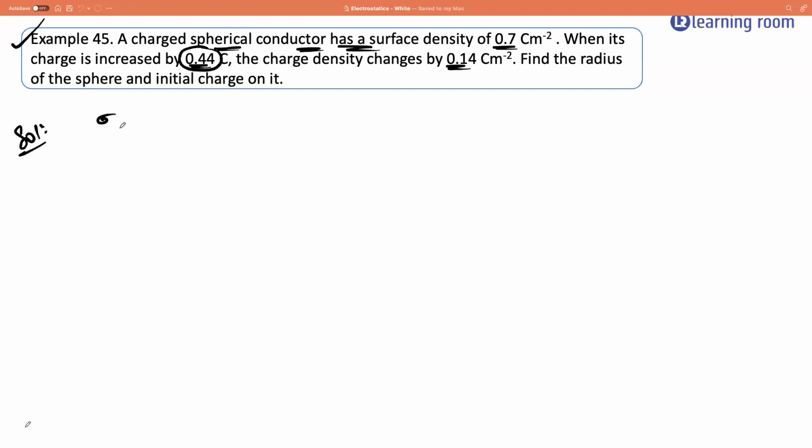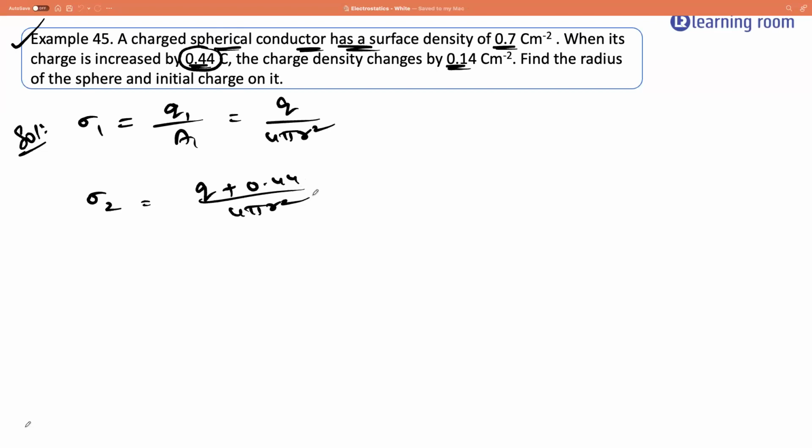So sigma is equal to q by A. So sigma 1 is Q1 divided by A1. Can I write it like that? What is the value of Q1? I don't know. I'll call it Q, divided by what is going to be the area? 4 pi r square. It's a spherical conductor. Right? So what is going to be the value of sigma 2? Q plus 0.44 divided by 4 pi r square. Can I divide both?